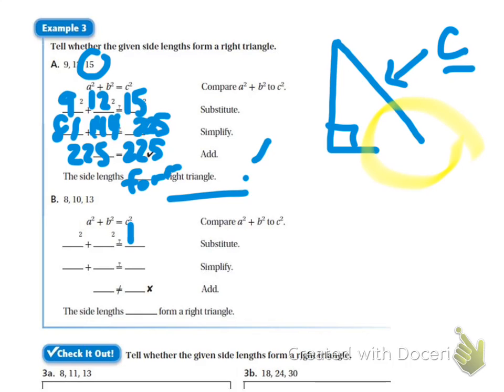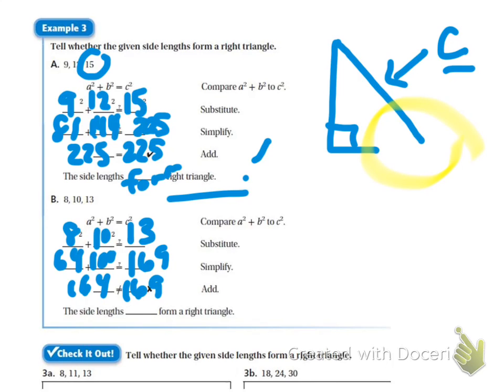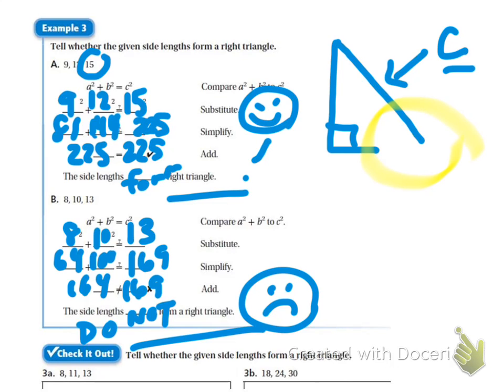My longest side is 13, so that's going to be my C. 8, 10 are my other sides, so 8 times 8 is 64, 10 times 10 is 100, 13 times 13 is 169. Does 169 equal 164? So the side lengths do not form a right triangle. Okay? I'd like you to try check it out, 3B and 3A on your own. Please pause the video.